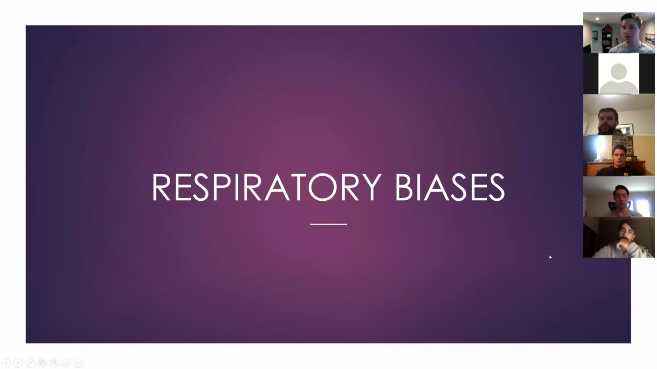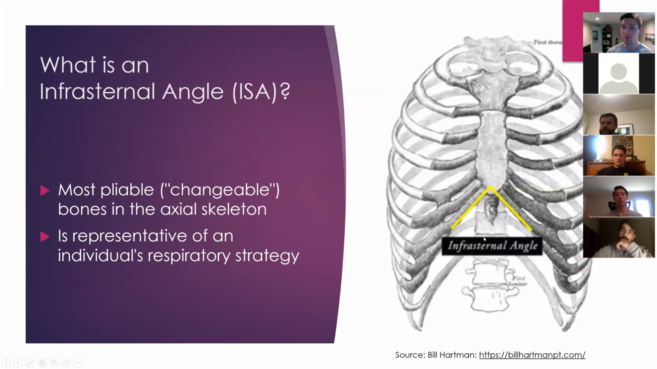Okay, now let's get into respiratory biases. I'm sure you guys, if you're taking this course, you're at least familiar with the idea of an infrasternal angle. But just to review it, it's the most pliable bones and structure within our axial skeleton. So this is representative of an individual's respiratory strategy. It's representative of the compensation, not what's actually going on originally. And I'll explain what that means in a second. So it's just this angle right here.